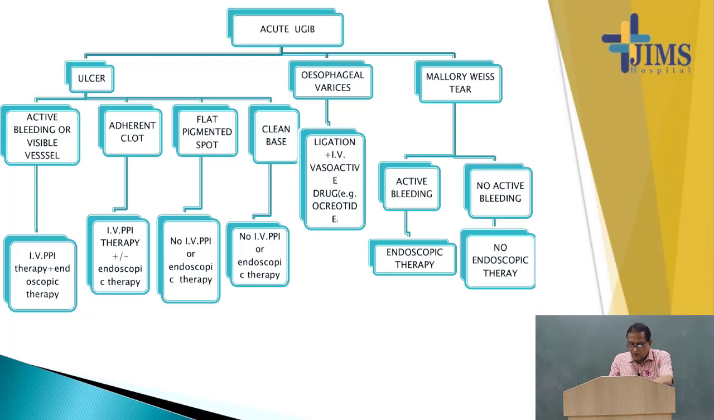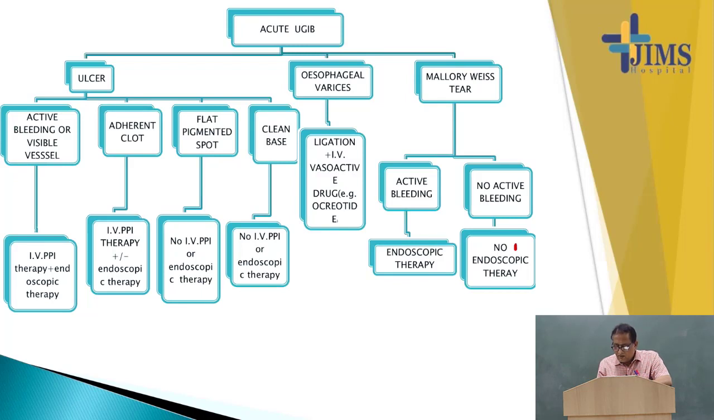So the algorithm is acute GI bleeding, whether ulcer, whether Mallory-Weiss tear. In Mallory-Weiss tear, it is bleeding due to vomiting, the retching, there is some erosion, and it spontaneously heals. It does not need any treatment except in some 1 or 2 conditions. So if it is Mallory-Weiss tear, whether it is active bleeding, then you do endoscopic therapy. If there is no bleeding, no endoscopic therapy is necessary.